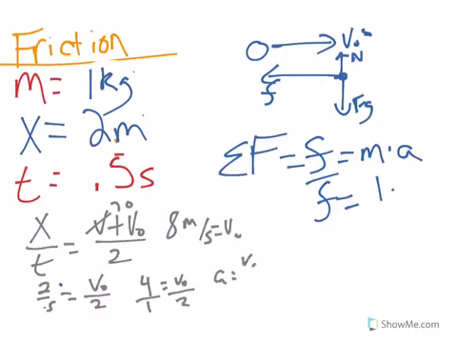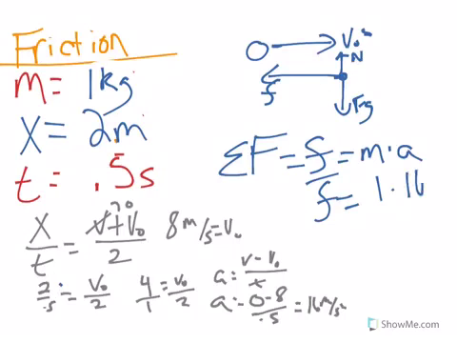Acceleration is v minus v naught over t, and so we would get 0 minus 8 over 0.5, or the acceleration in this case would be an astounding 16 meters per second squared. Then I can come over here and plug this in, put in a 16 here, and multiply that together, and we get the friction force is equal to 16 newtons.